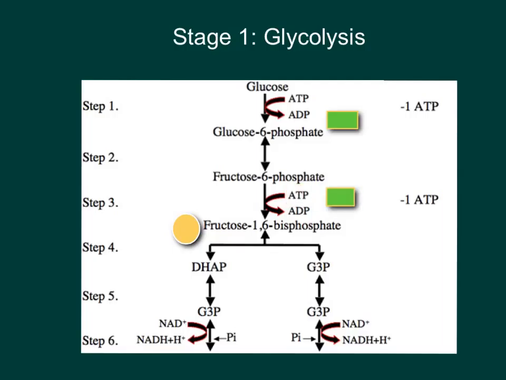The backbone of the newly formed fructose 1,6-bisphosphate splits into a glyceraldehyde 3-phosphate, or G3P, and a dihydroxyacetone phosphate, or DHAP. DHAP then rearranges to form another G3P molecule. This total reaction results in 2 3-carbon backbone G3P molecules.